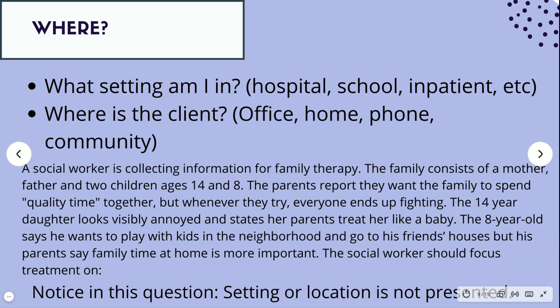Where? Very simple. What setting am I in? Where is the client? So are you in a hospital, school, inpatient? Are you in the office with the client? Are you in the home? Are you on the phone? Are you virtual? Where are you with the client? Notice in this question, there's no explicit information about setting or location. That's why not every single time will you get every piece of these 5 W's. So here, we don't know where we're at with the physical location, so we will move on to the next W.